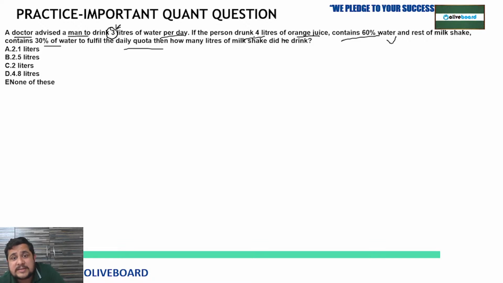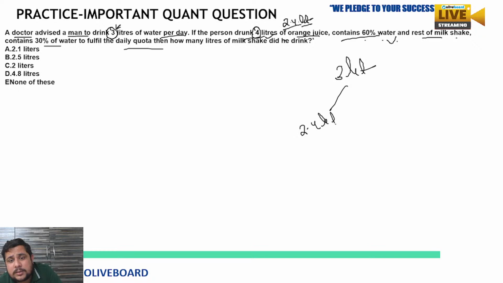Okay. If the person drank 4 liters of orange juice, which contains 60% water, so 60% of 4 would be what? 10% is 0.4. 0.4 multiplied by 6 means 2.4, or directly you can calculate 3/5 of the 4 also, you will get 2.4. So this 2.4 liter water he is consuming through what? This orange juice, and the rest from the milkshake. So how much quantity is targeted by doctor? 3 liter. So he is taking 2.4 liter from this 4 liter orange juice.